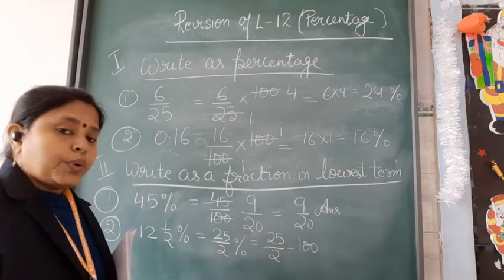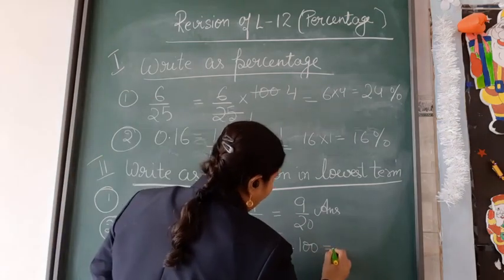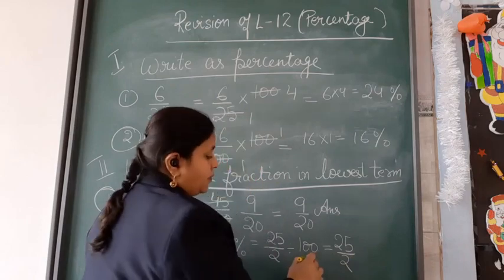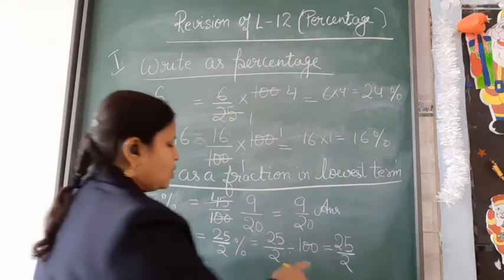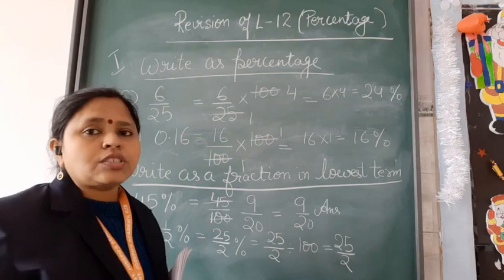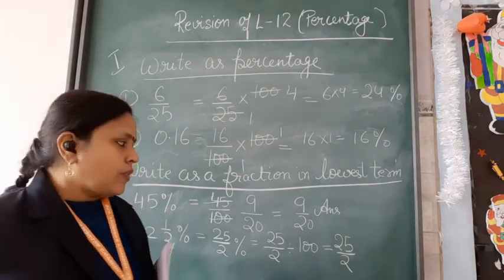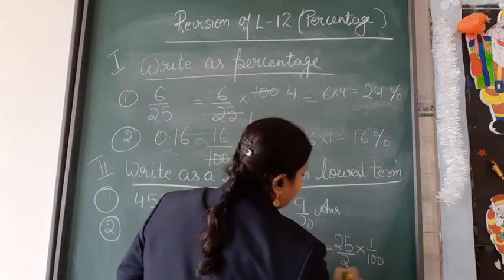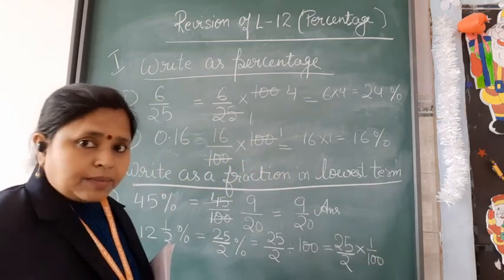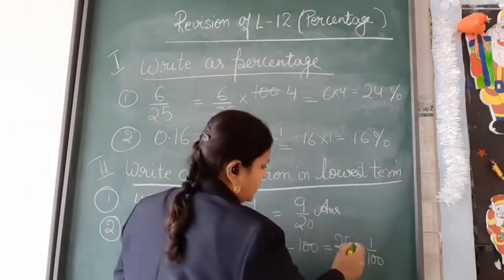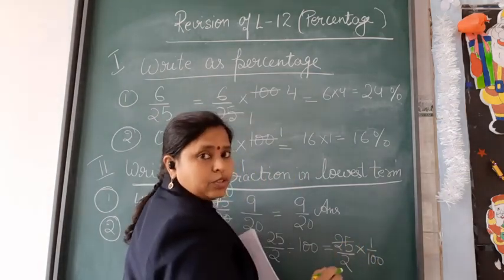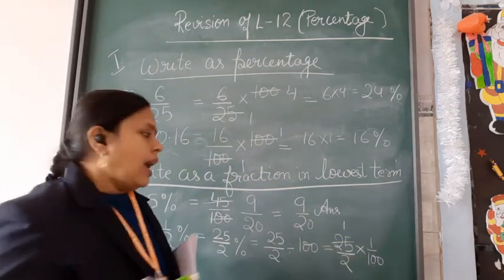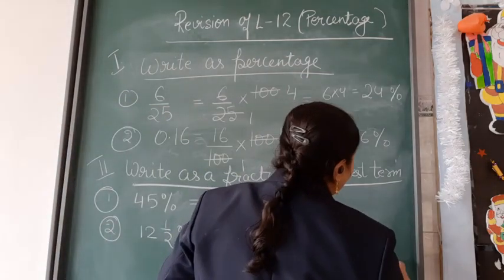And now you know that when we do the division of a fraction, what do we do? We write the reciprocal of the number by which we are dividing the fraction. So here in this case we are dividing the fraction by 100. So we will write the reciprocal of 100, that is 1 upon 100. And now let us see if we can divide something in the numerator and denominator. Yes, we can divide by 25. So 25 divided by 25 is 1 and 100 divided by 25 is 4.